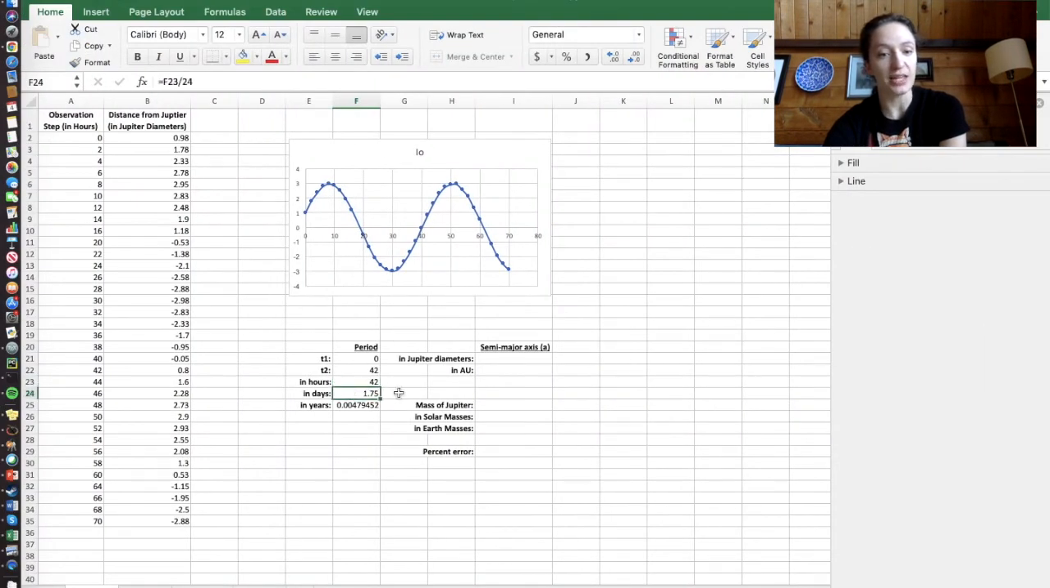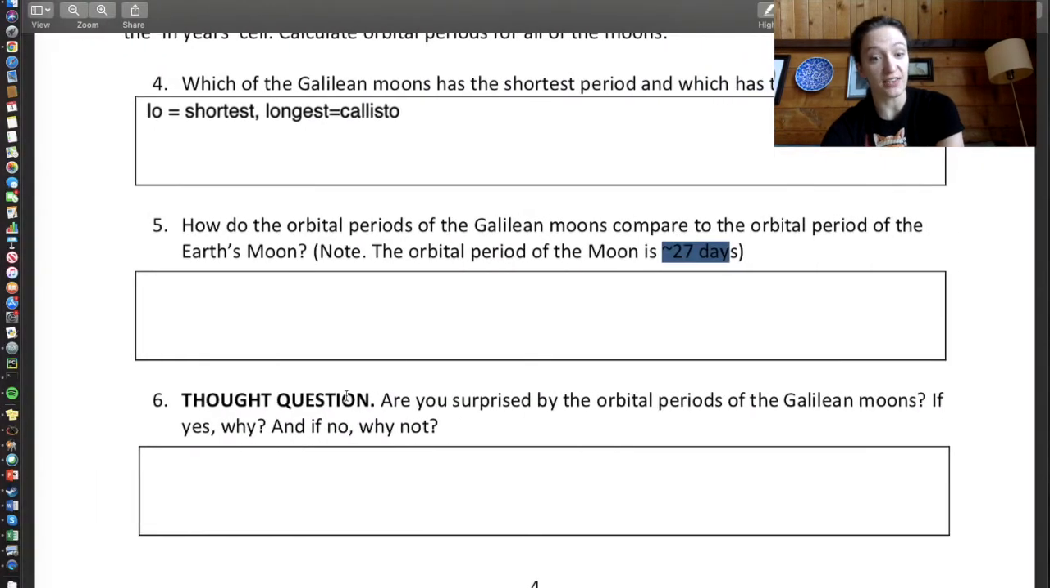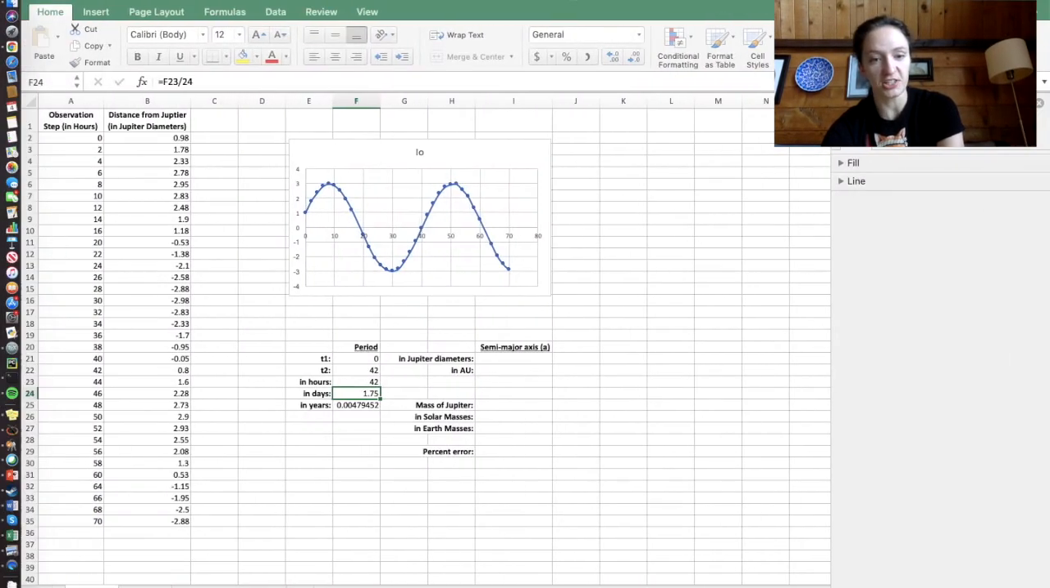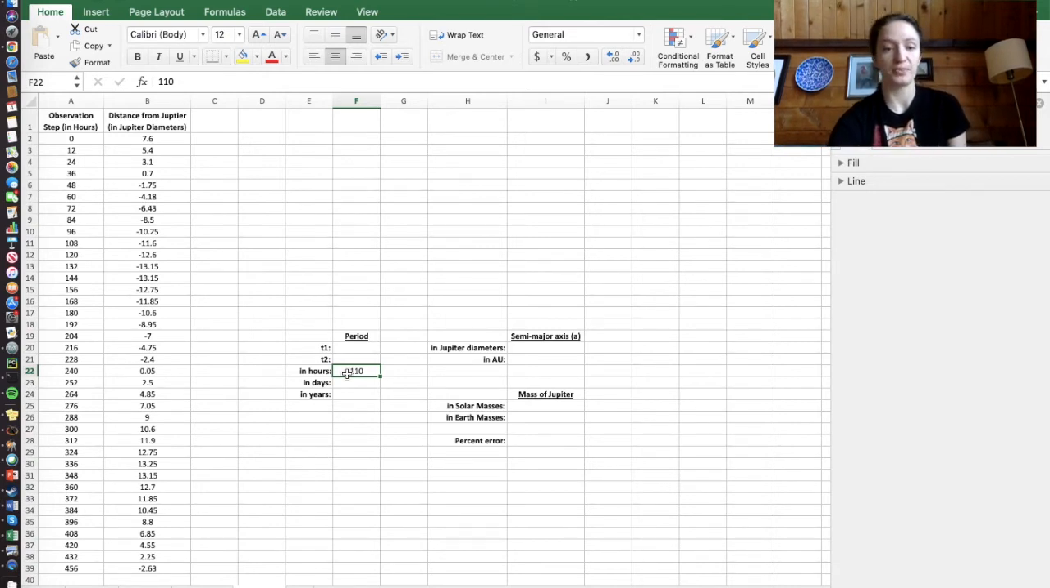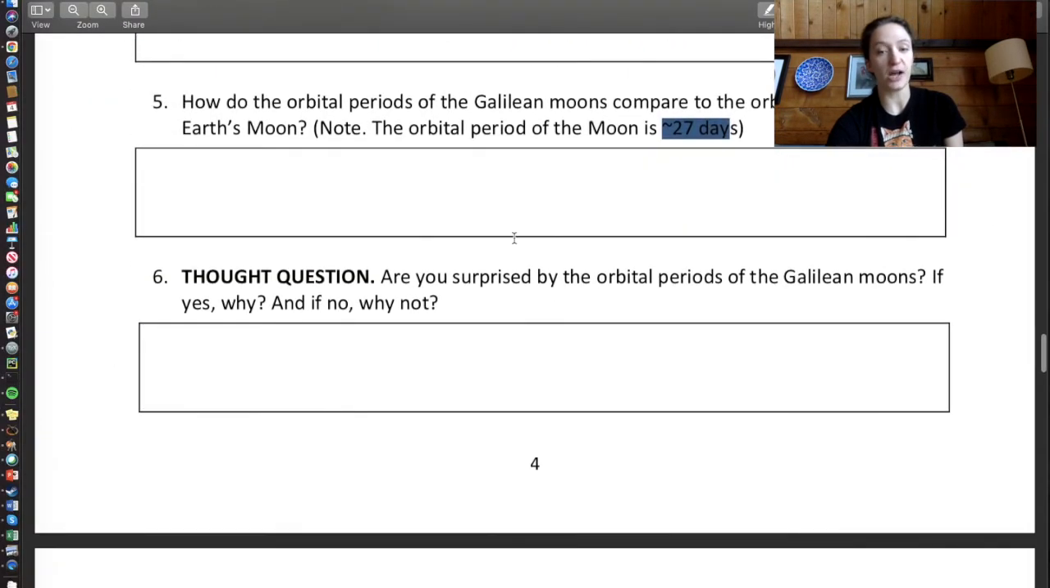So we have to look at the one that's in days. So Io in days is 1.75 days. Moon is 27 days. Look at Callisto. Callisto is the one that has the longest orbital period. What's its orbital period in days? Are they all longer? Are they all shorter? Are some of them longer? Are some of them shorter? Which ones are longer? Which ones are shorter? Tell us about it. And then a thought question. Are you surprised by the orbital periods of the Galilean moons? If yes, why? And if no, why not?